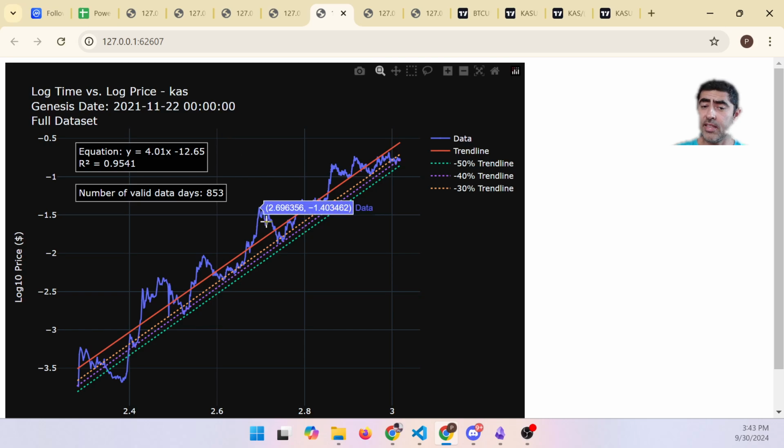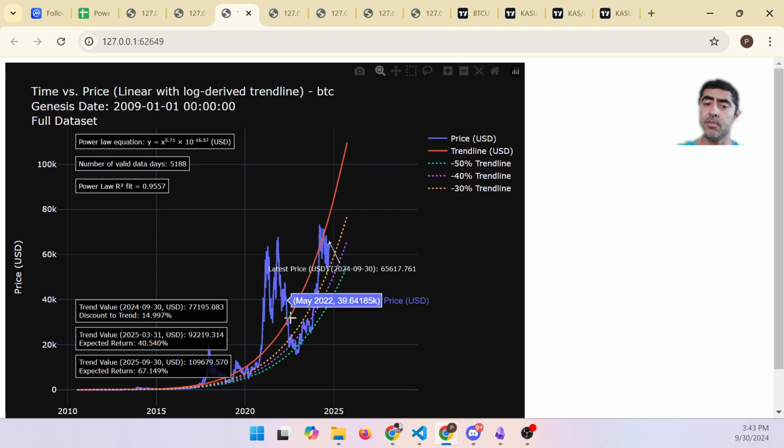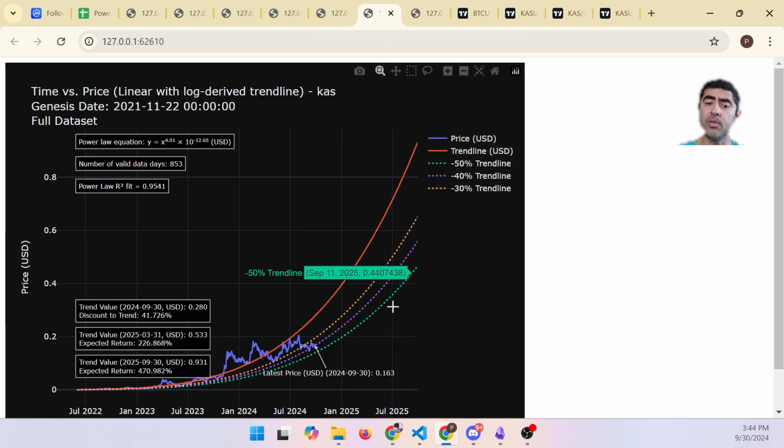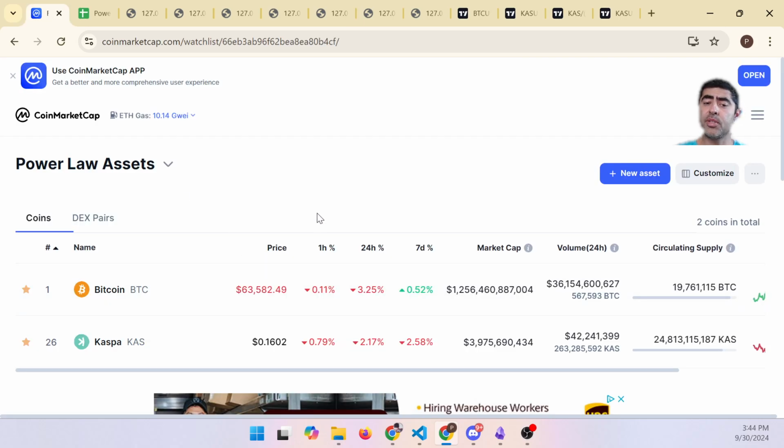And when we take these lines in the log space and convert them to linear space, we end up with a curved line that looks like this. So similarly for Kaspa, when we go into linear space, we end up with these upward pointing curved lines. And we'll get into that a little bit more. But today we're looking at Bitcoin and Kaspa.